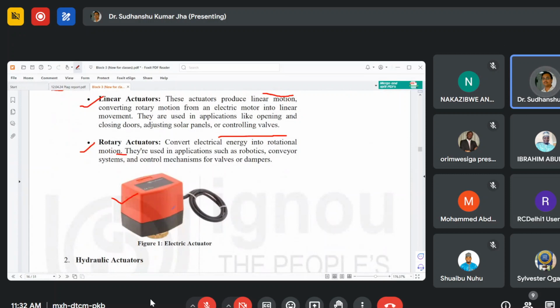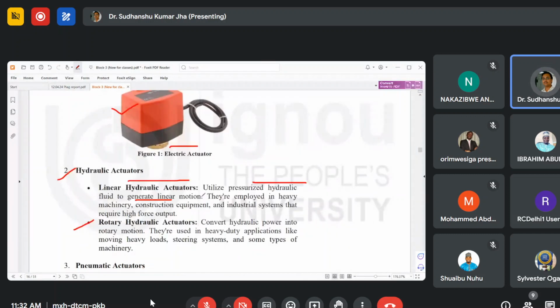Actuators and the rotary hydraulic actuators, linear motion. So this is the working principle of hydraulic actuators. Similarly, rotary hydraulic actuators convert hydraulic power into rotary motion.